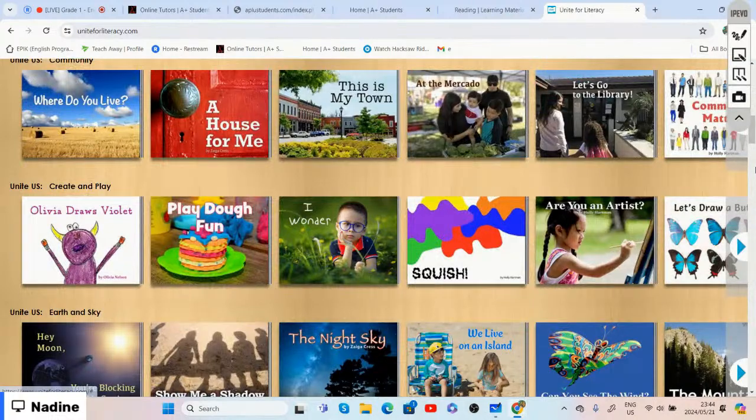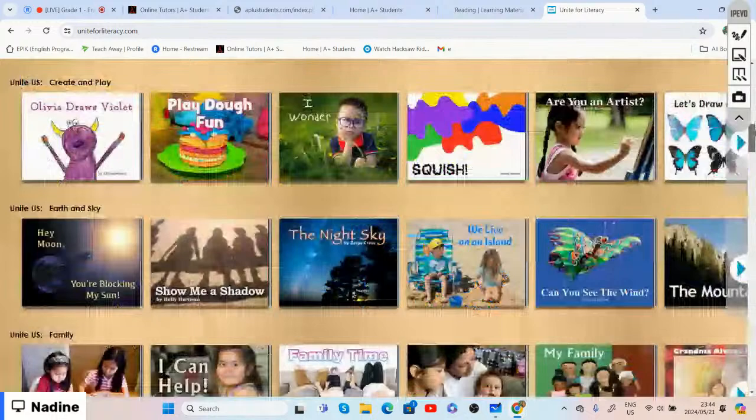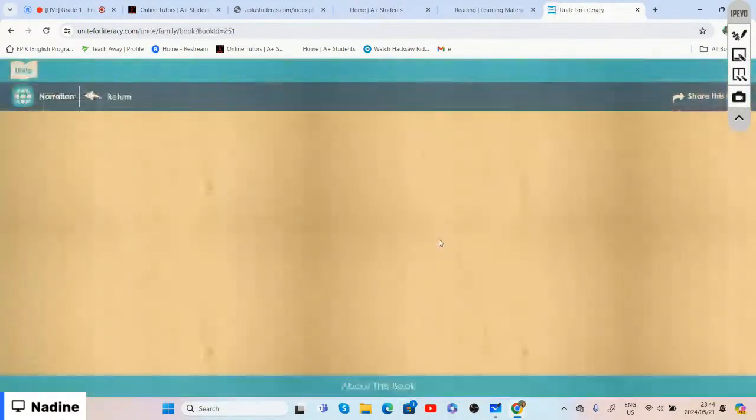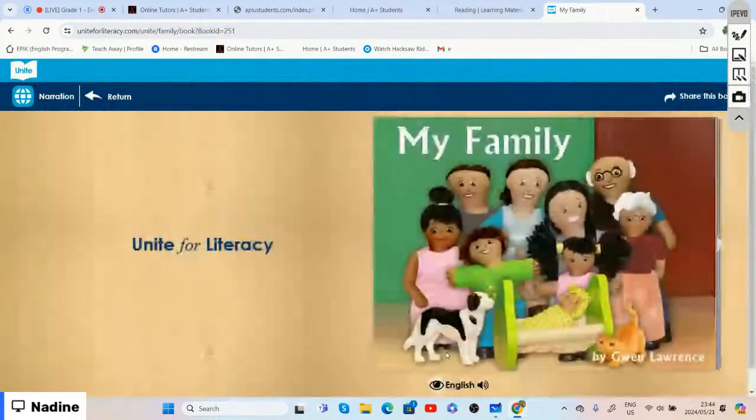Let's do one more reading. Guys, remember, the more we read, the more we'll even understand, the more we'll try to make meaning of certain things, right? My Family by Gwen Lawrence.